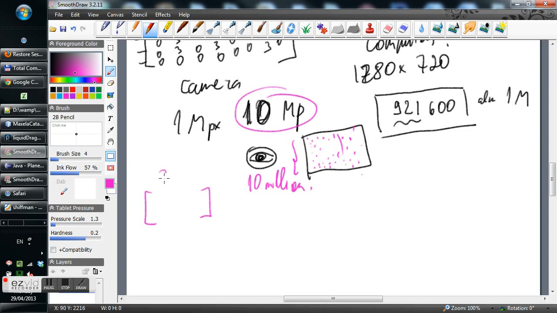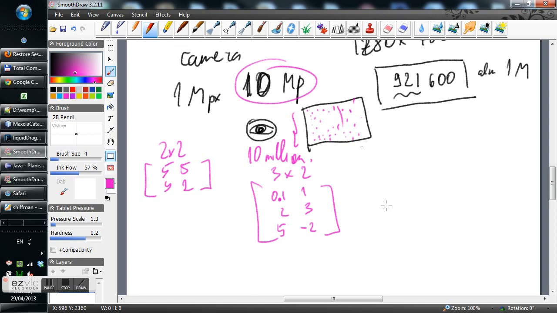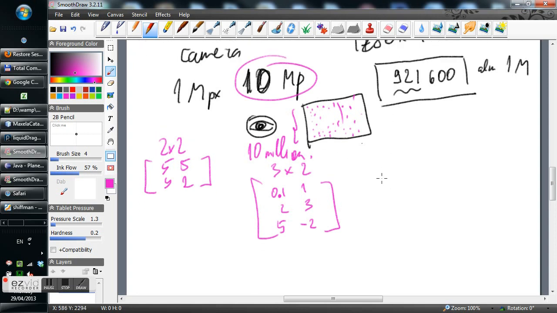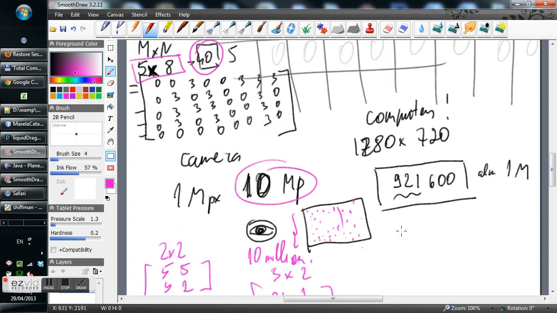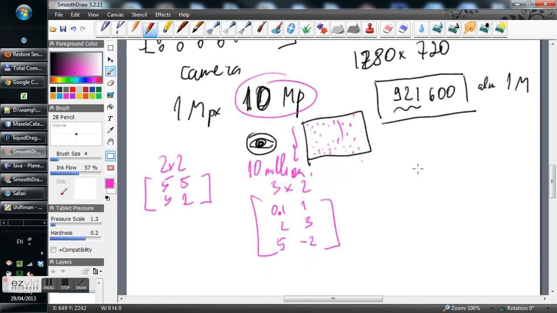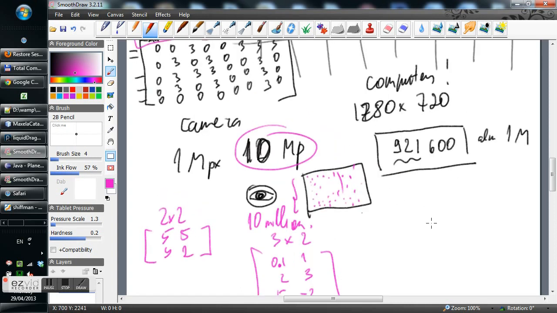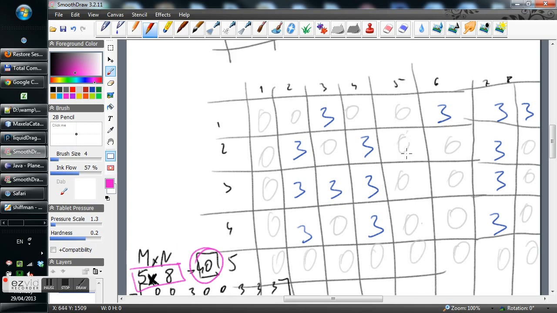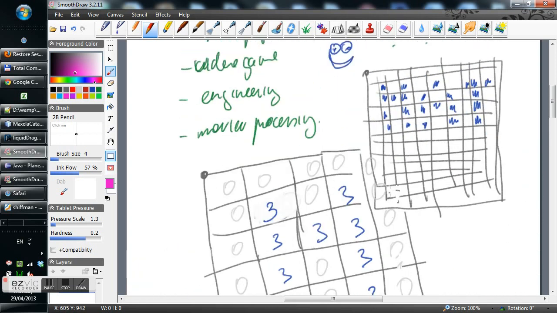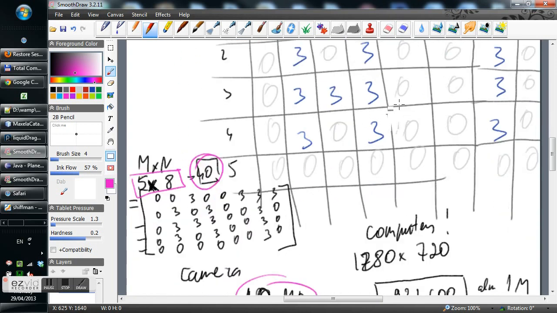And when you're learning matrix multiplication, you're shown examples on a 2x2 matrix, let's say 5, 5, 3, 4, or a 3x2 matrix, you are shown examples like 0.1, 1, 1, 2, 3, 5, minus 2. You are shown examples on matrices of this size. But basically, when you go into the real world, you operate with matrices which are millions and millions. And you need to know how matrices work in order to understand how our world works, how the camera works, how computer graphics works. And now you understand how the symbols are represented on a grid on a screen, because a screen is just a grid, just a big matrix.